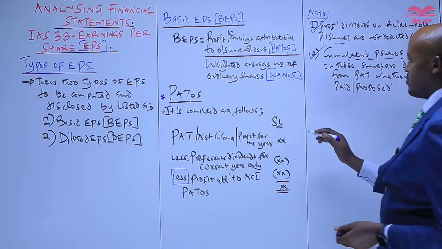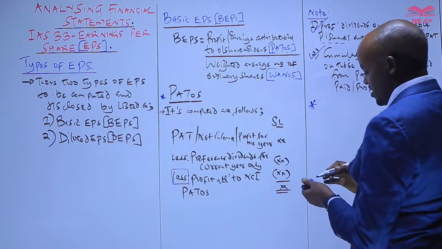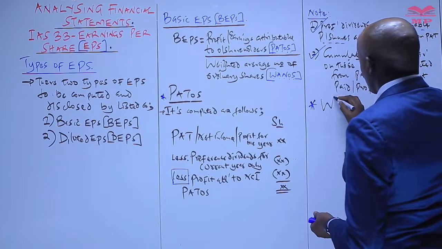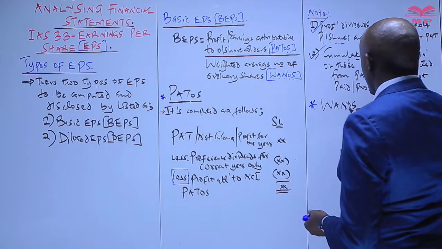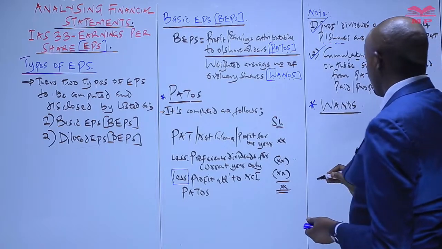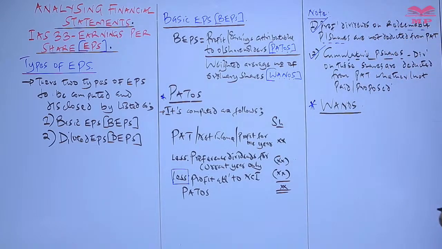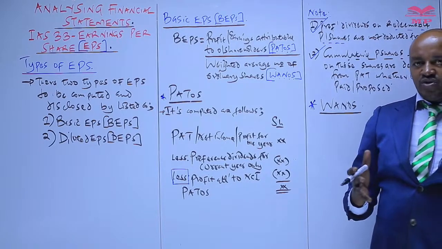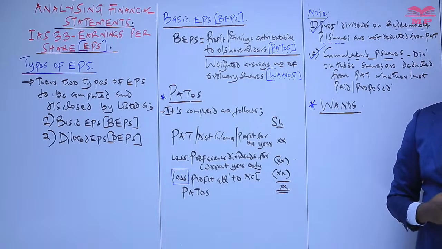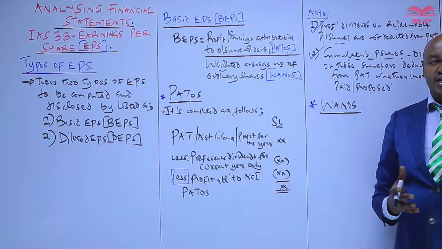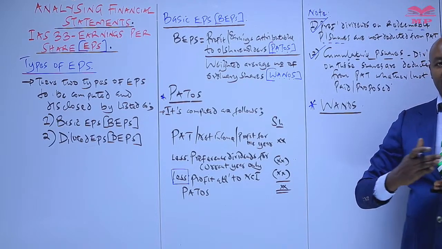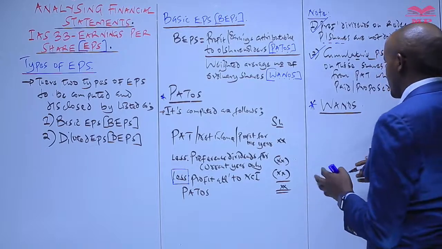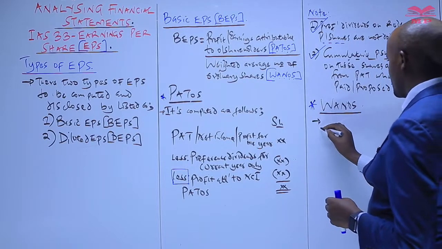So let's look at how we compute the weighted average number of ordinary shares. Now this one is computed by taking into account the number of ordinary shares which were issued and fully paid at the start of the year, and then we add the other shares which the company issued during the current year. So through that you get the weighted average number of ordinary shares.